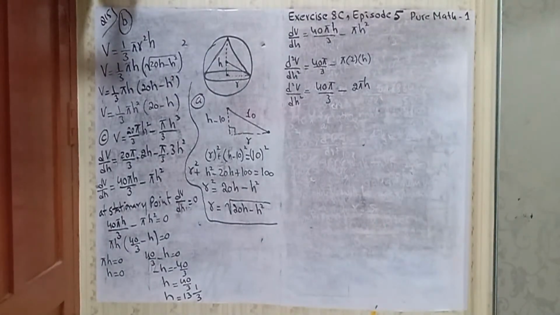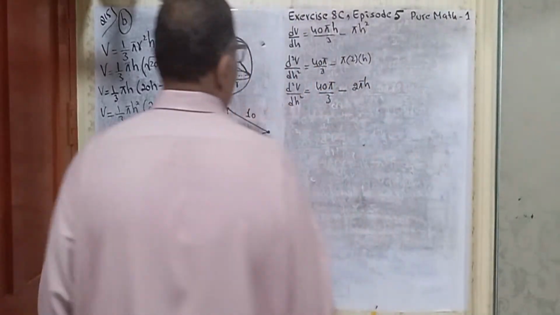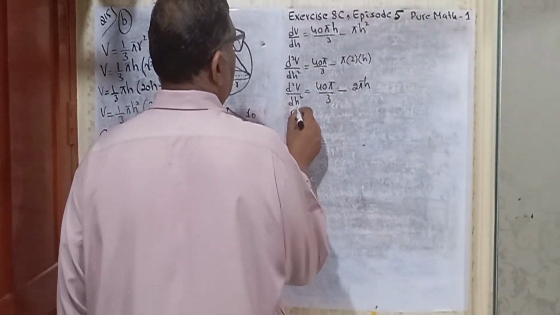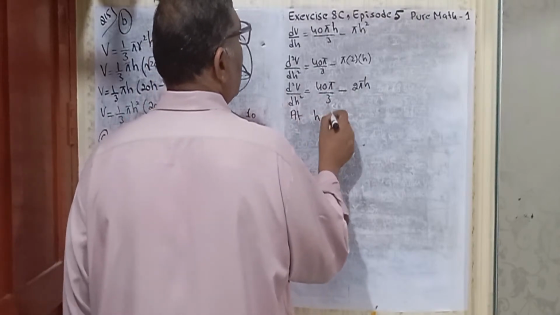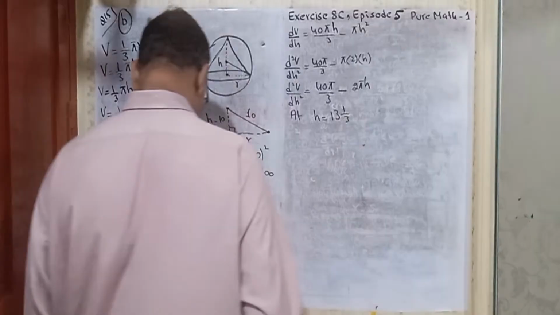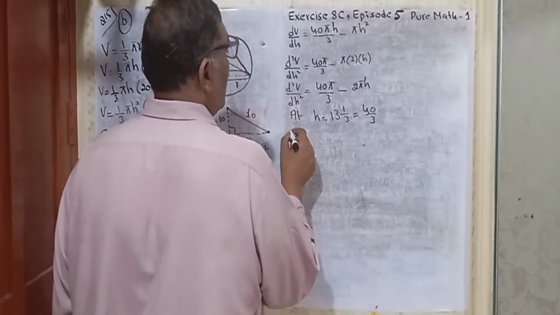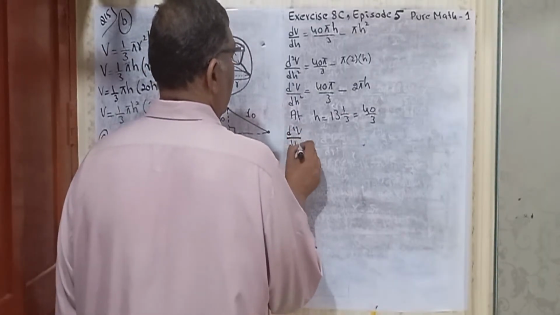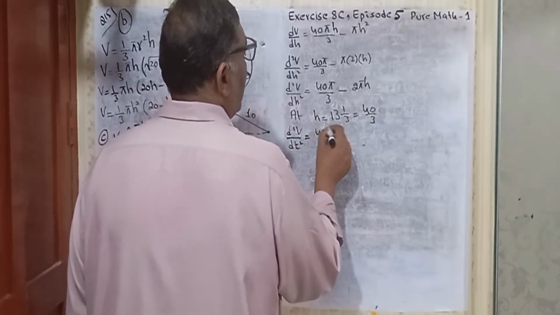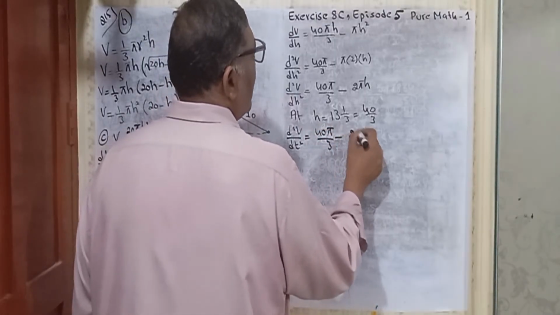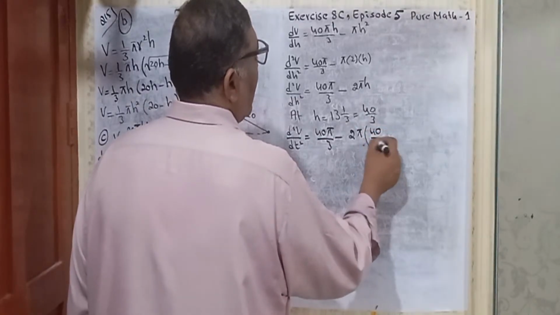Once I know my second derivative, I will put in the value of h, which is 13 whole 1/3, and check if the answer is positive or negative. From there we can decide if the V value is maximum or minimum. So at h equals 13 whole 1/3, that is 40/3, d²V/dh² equals 40π/3 minus 2 times π times the value of h, which is 40/3.